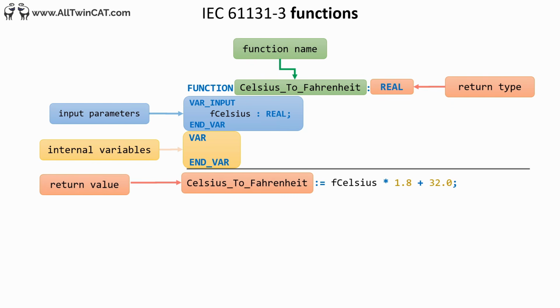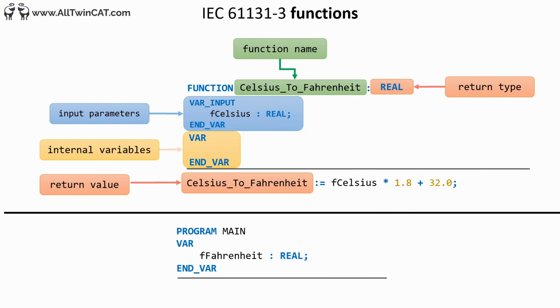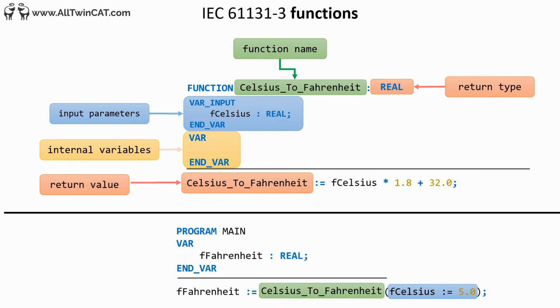To return a value, enter the name of the function and assign it the value to be returned. In this case, the input parameter F Celsius times 1.8 plus 32. Assume you have a program and we want to use this function. We need a variable to store a result, in this case the Fahrenheit variable. Next, we simply call the function and assign it the value that we want to convert to Fahrenheit. If we did this call with the value of 5 degrees Celsius, we'd get the value of 41 Fahrenheit.